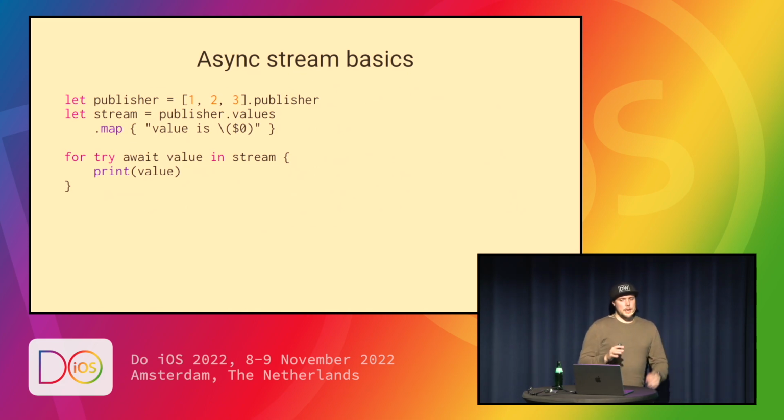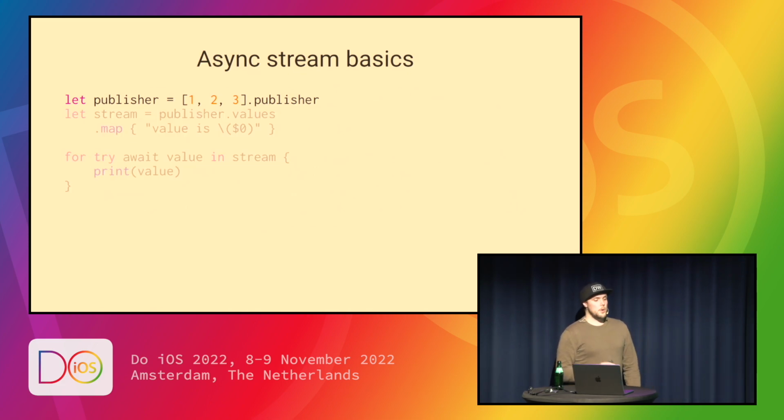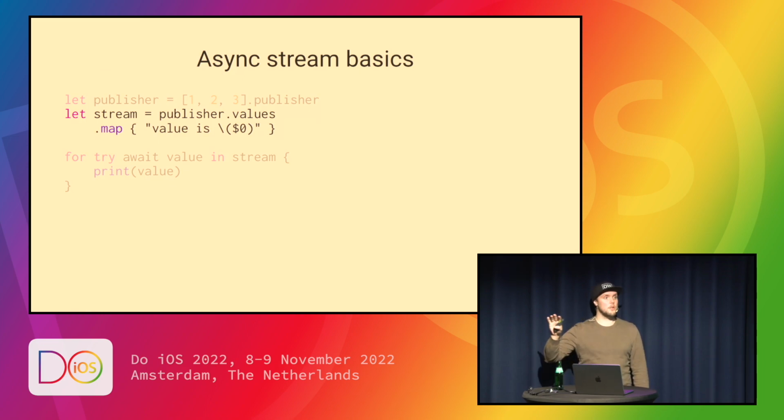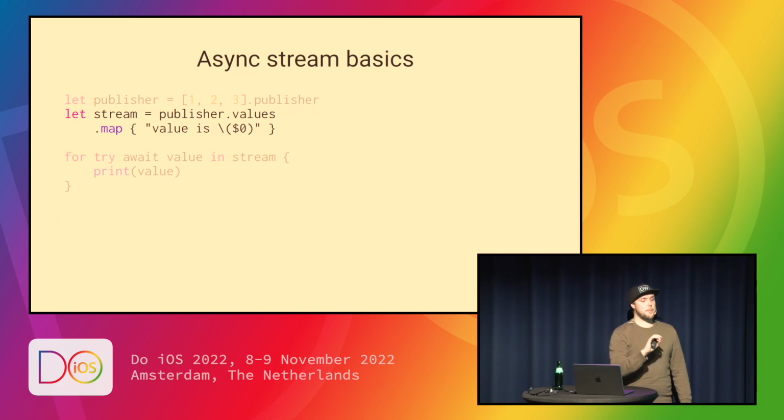So let's talk about the basics of async stream first. What I did here is I used that same array publisher. That is Combine. And then I make a stream out of that. So I say publisher.values, that returns an async sequence. And then I map over it, and I turn those integers into strings.